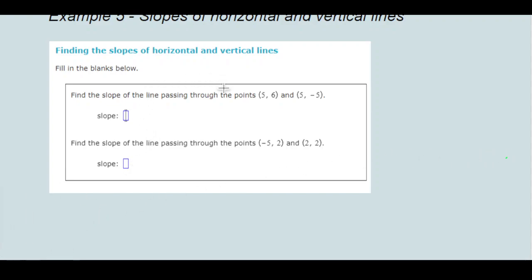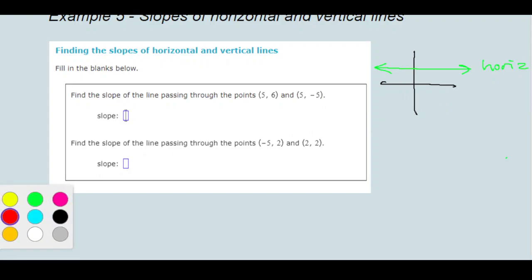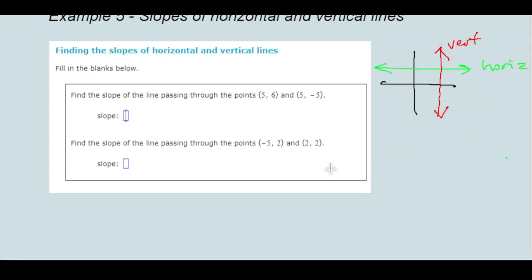Okay, so this last thing, I'm going to talk to you about two special cases of slope. Occasionally you are going to get lines that look like this, where it is a horizontal line. And then occasionally you'll get a vertical line, straight up and down. For these, we want to try to understand what slope is.